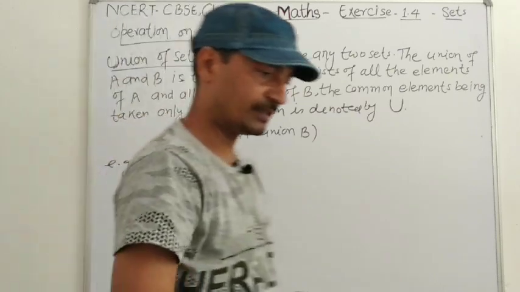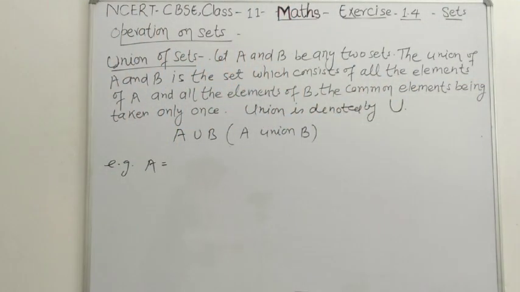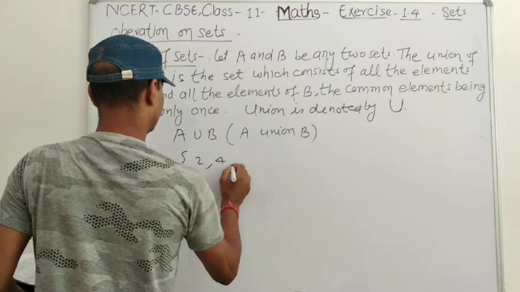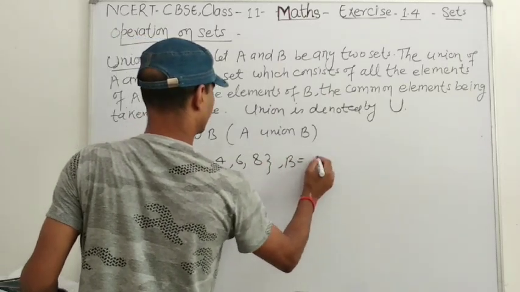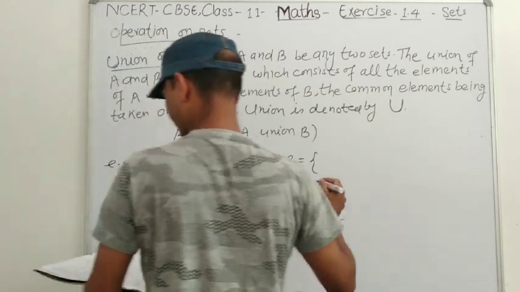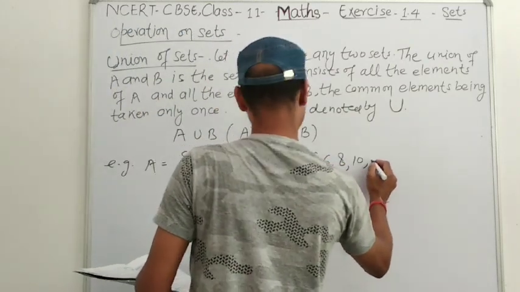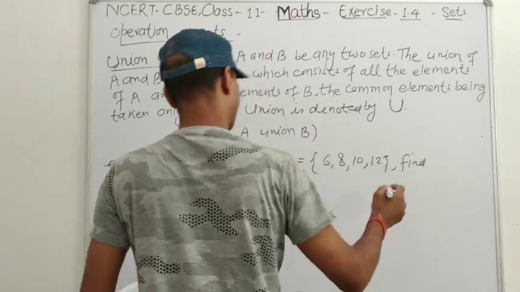See the example from the textbook. Set A equal to {2, 4, 6} and B equal to {6, 8, 10, 12}. Find A union B.